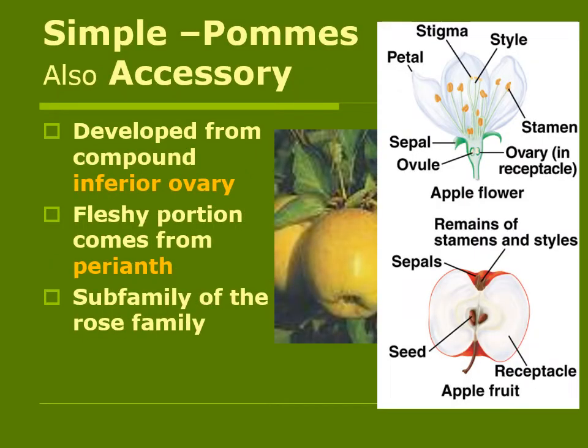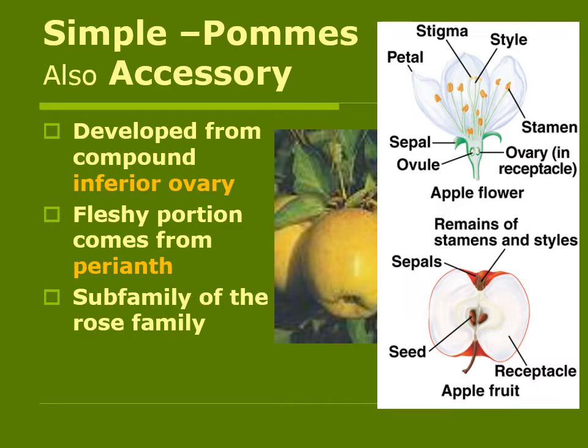Now, this is an interesting one. Pomes, which are, like the apple, French for apple, pomme, they are accessory as well. So pome is a simple fleshy fruit, and it's also classified as an accessory fruit because it develops from inferior ovary. Remember we started off with that, right? So the ovary is below the receptacle. And the fleshy portion, the apple part that we like to eat, comes from the perianth, right?